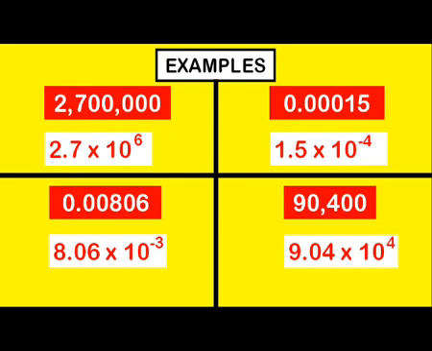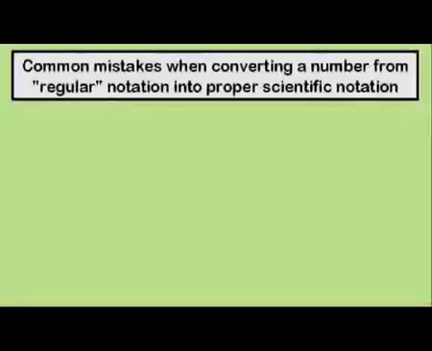Now in these 4 examples, you can see when you have a positive exponent, it's more than 10, and a negative exponent, it's less than 1.